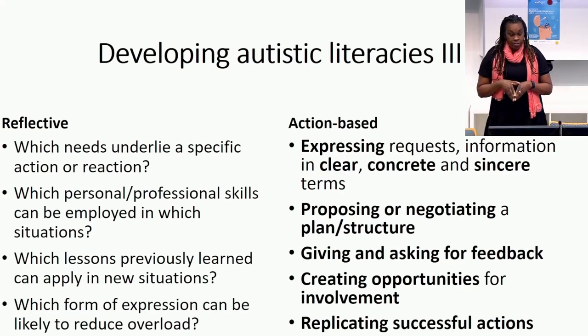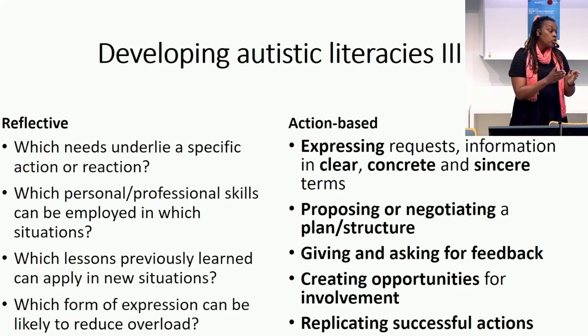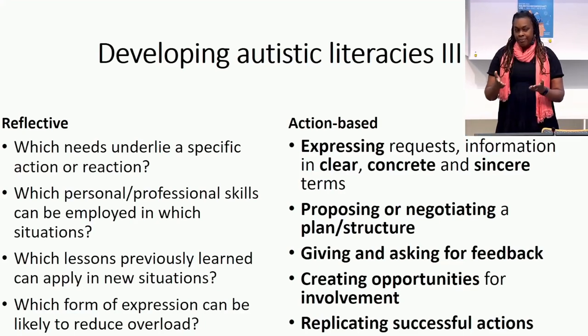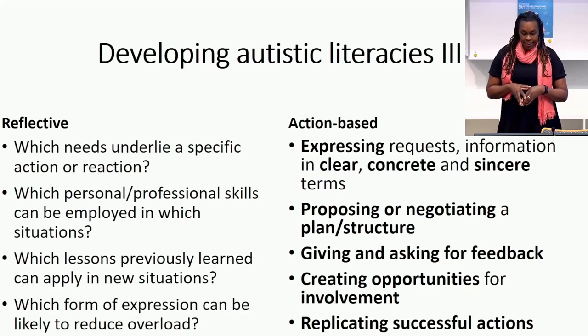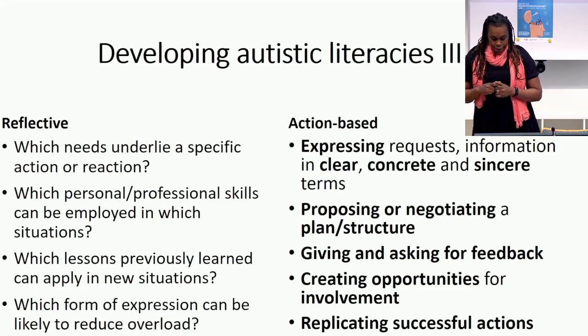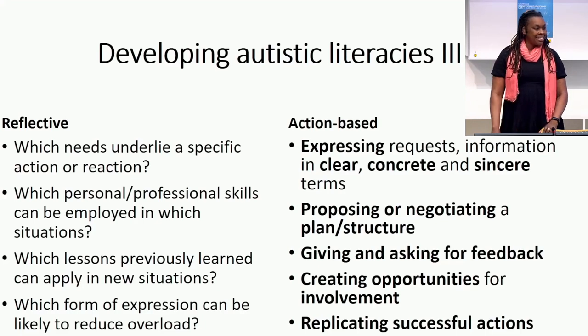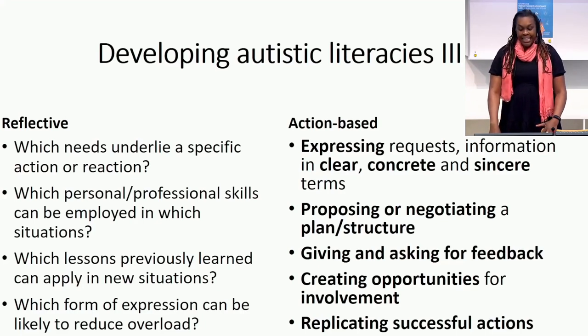Creating opportunities for involvement, deliberately orchestrating or organizing events, tasks that give autistic people an opportunity to shine in their area, or that at least give them an entry point into interaction, is the best thing that we can do. And the final point, replicating successful actions, like I said, if it's nice, we do it twice. That's all that means.